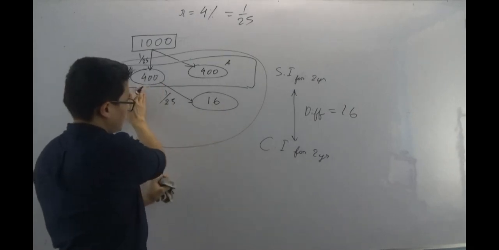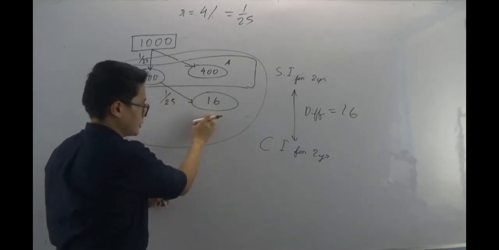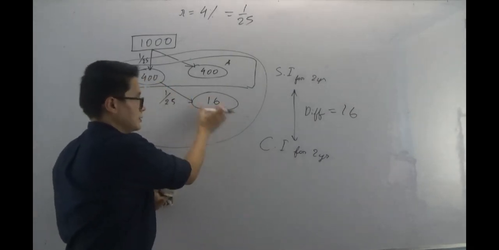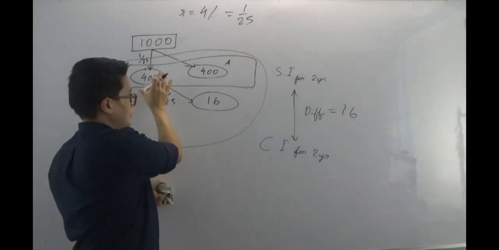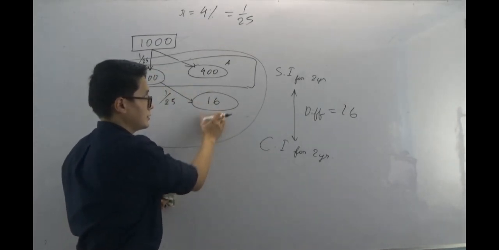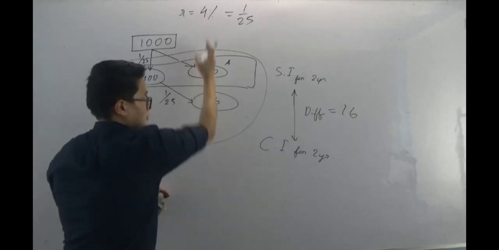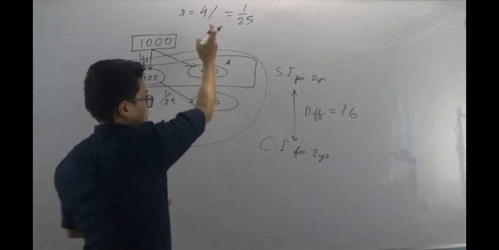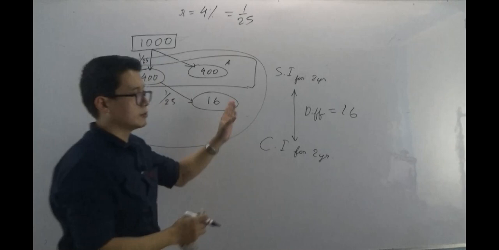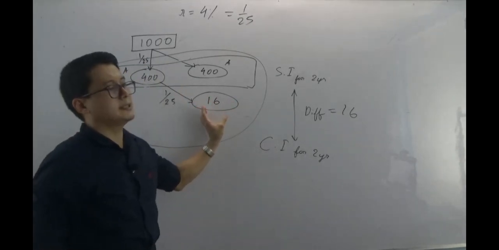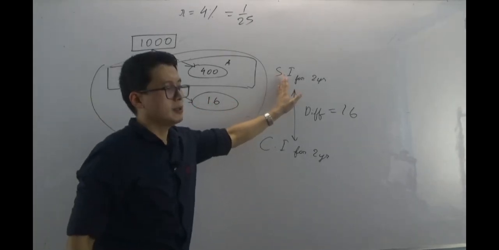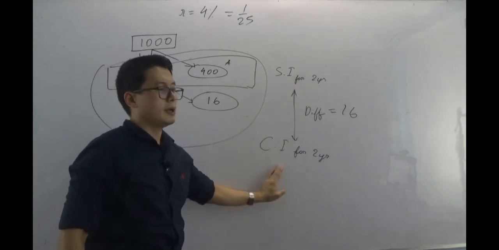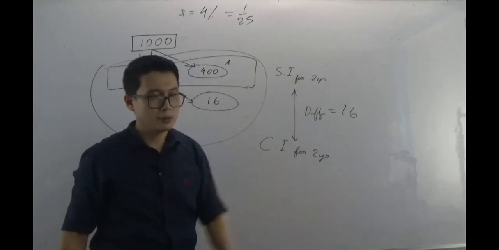So this 16 is the interest on interest. The first year's interest earns interest in the second year. So in this column, second year, first year, third year. So this 16 is the difference between the simple interest for 2 year and the compound interest for 2 year.